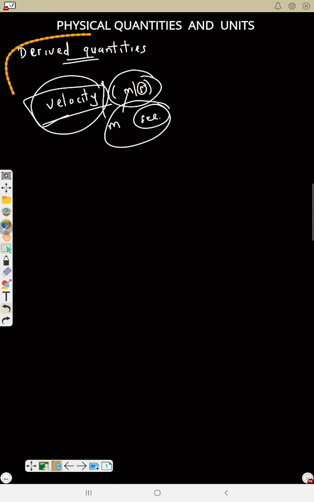Now that reminds me, as we talk about fundamental quantity, we should talk about fundamental units. Now, what is a fundamental unit? It's very easy. They are simply the units of fundamental quantities. That is, if the fundamental quantity is length, the fundamental unit will be meter. So fundamental units are the units of fundamental quantities, or they are the units that do not depend on any other units. That is, they stand alone.